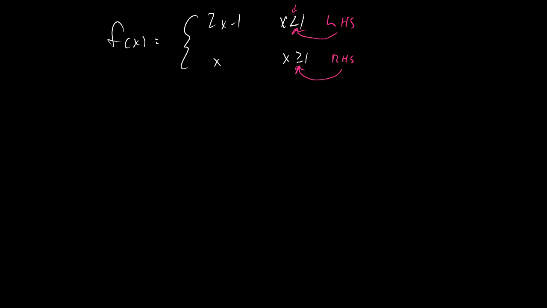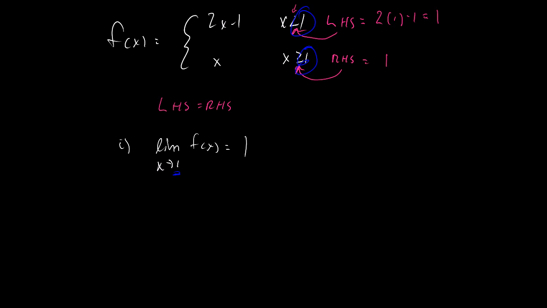The first thing we always try to do with limits is to plug in. So we're going to plug in the left hand side and we're going to get 2 times 1 minus 1, which is equal to 1. And on the right hand side we plug in and we get 1. So right now the left hand side is equal to the right hand side. So part 1, we know that the limit as x approaches 1, because that's our number here, of our function is equal to 1, because our left hand side and our right hand side agree and they are 1.